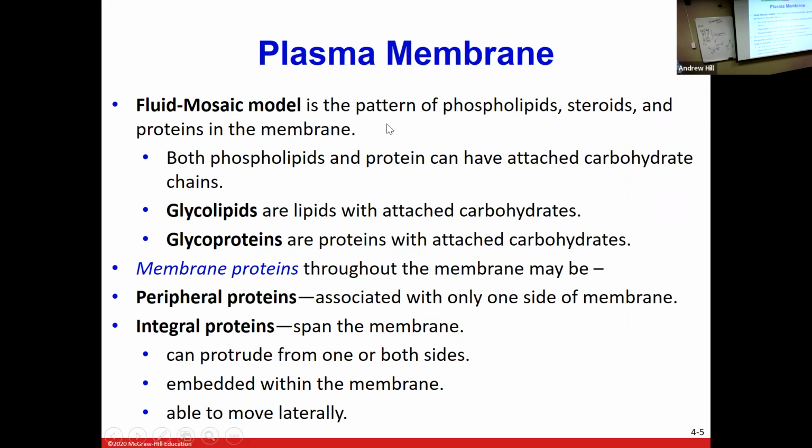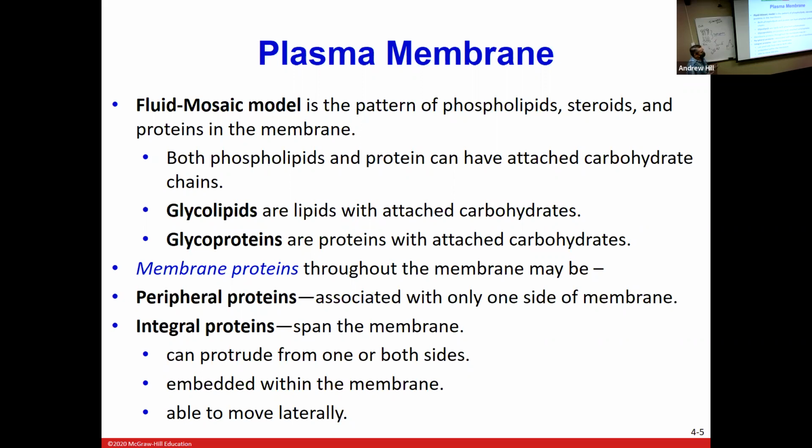All right, so here's the idea. We have the fluid mosaic model. We have this pattern of phospholipids, steroids, and proteins in the membrane. Both the phospholipids and proteins can have attached carbohydrate chains. We just talked about that, right? Glycolipids are lipids with carbohydrates. Glycoproteins are proteins with attached carbohydrates.